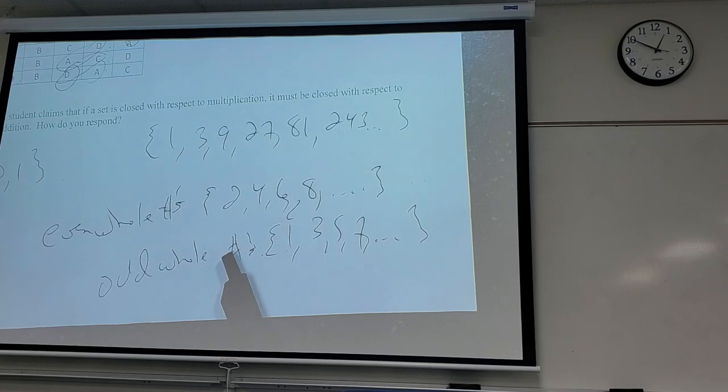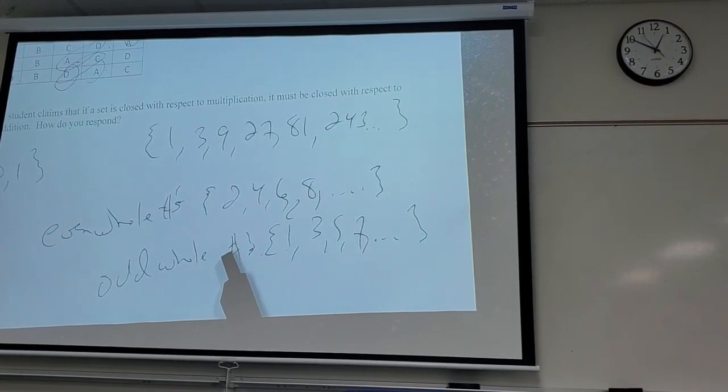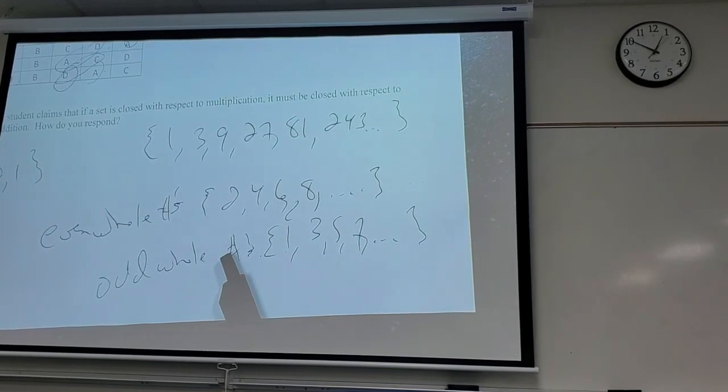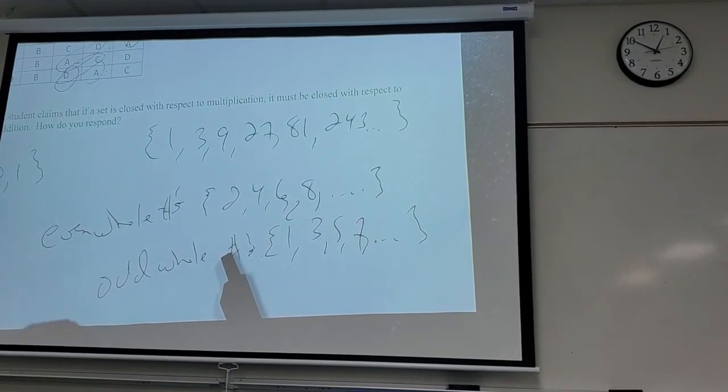So 1, 2, 3, 4, 5, 6, 7. 1, 2, 3, 4, 5, 6, 7. 1, 2, 3, 4, 5, 6, 7. All right. So find your 1s, find your 2s, and so forth, right?